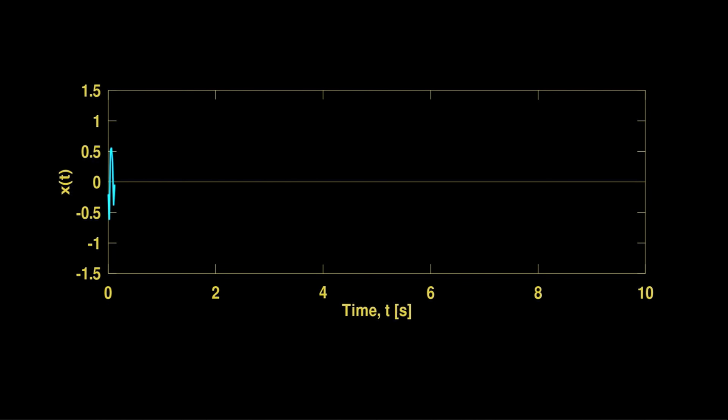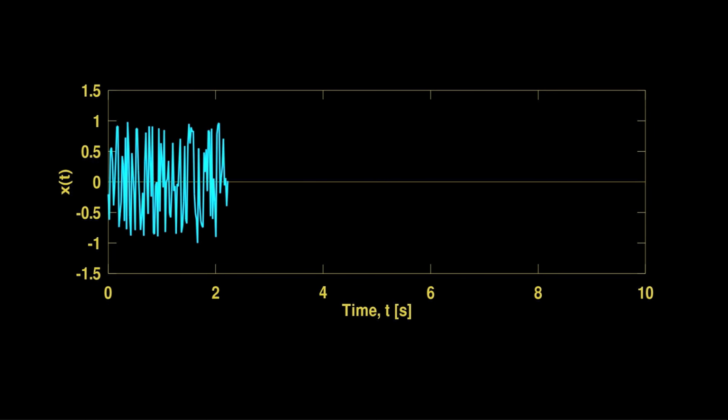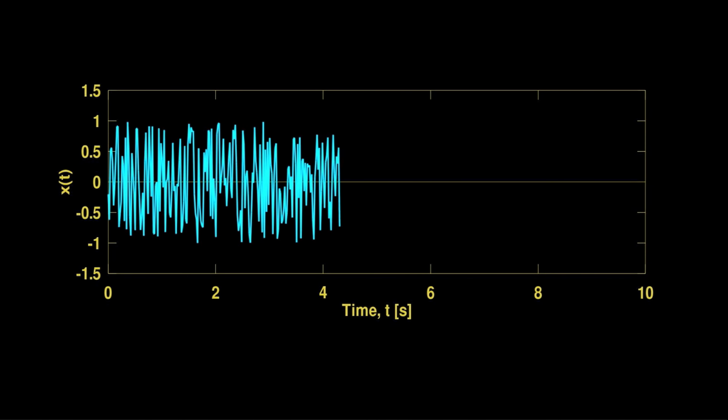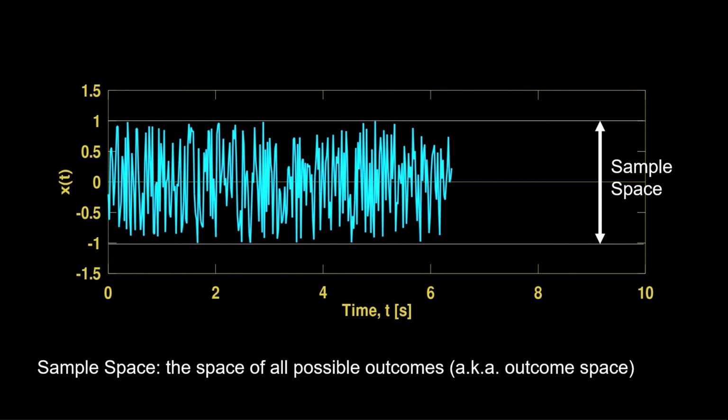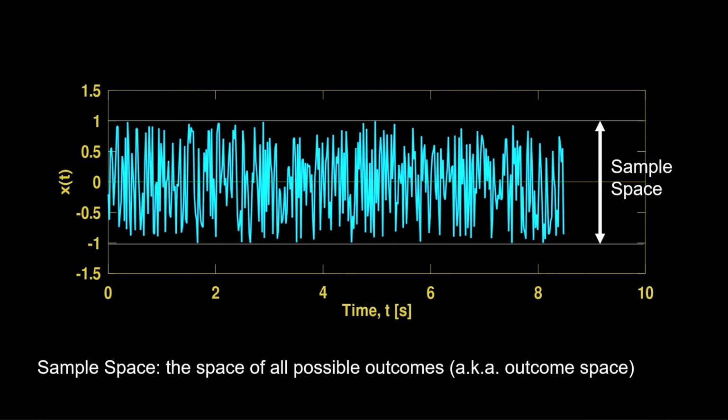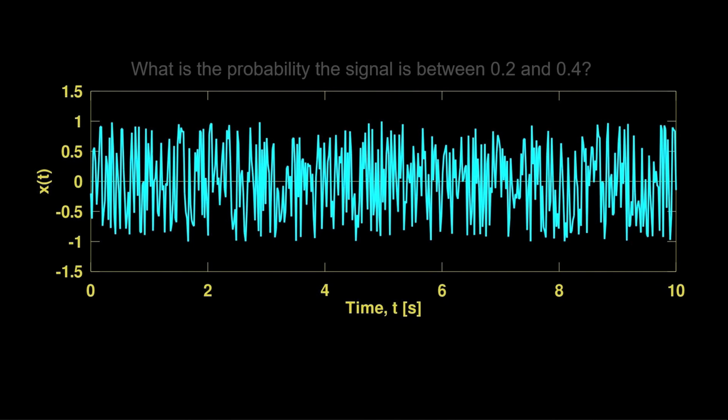So, let's consider this noisy signal. The noise is characterized by random fluctuations that have probability of occurring over a sample space. The sample space is just the space of all possible outcomes for each random draw. Specifically here, it's -1 to 1. Now, how could we estimate the probability of the signal having a value between 0.2 and 0.4?